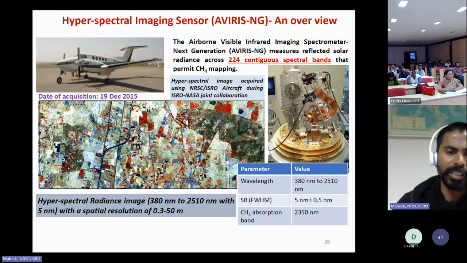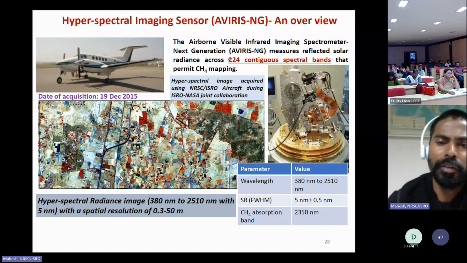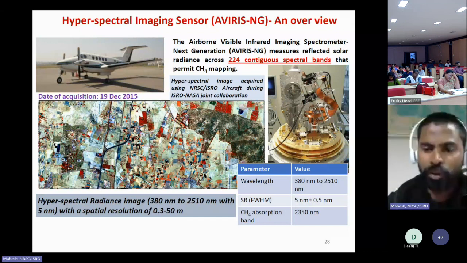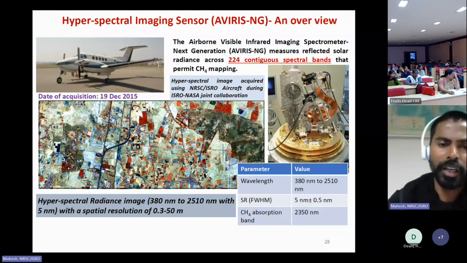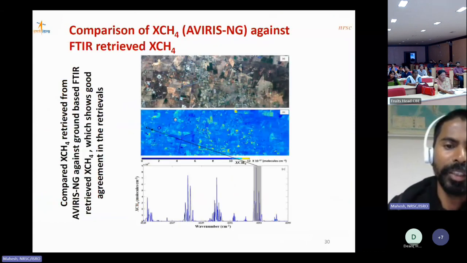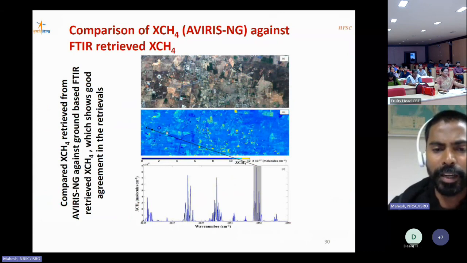So it has a variety of applications: agriculture, minerals, atmospheric composition, water, cryosphere, many applications, because it is beautiful data with 224 spectral bands, and every spectral band has its unique information. We have used the shortwave infrared region to detect methane, mapping methane concentration over the paddy fields. This is the radiance image, the basic image that we obtained from the sensor, AVIRIS-NG. We have then applied a radiative transfer algorithm to estimate the methane concentration.